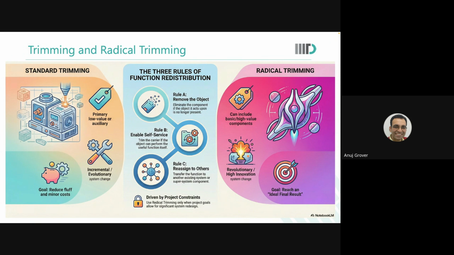Again, radical trimming did not give us the answer. It just took us to a point where we said, how will paint move itself? We had to find an answer. But how will paint move itself? That was where we were left at.